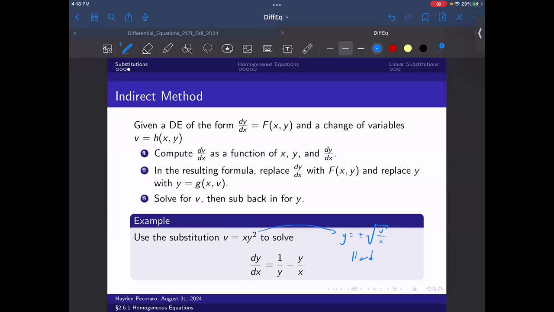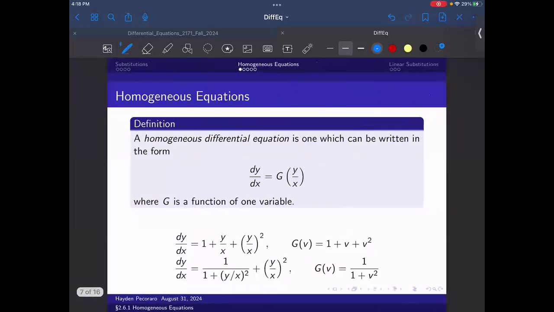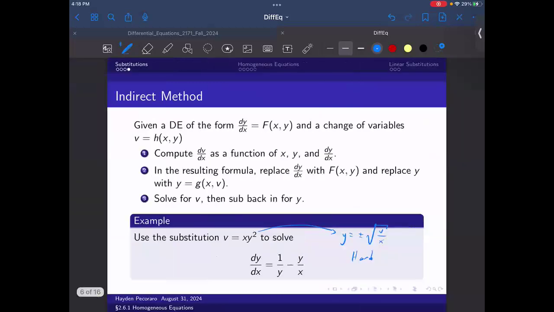All right, so here's our example. Let's go ahead and try to solve that. And I didn't give us space, darn it.